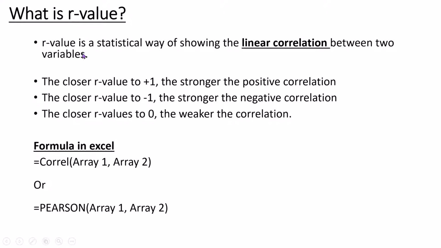Now, how do we calculate the R-value? There are two ways to calculate it. One is that in Excel you can type =CORREL, then highlight your first data set, for example your IV, then a comma, and then highlight your second data set, which could be your DV. Alternatively, you can just type =PEARSON and do the same thing again.